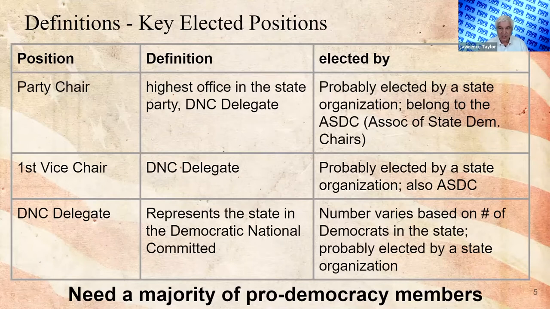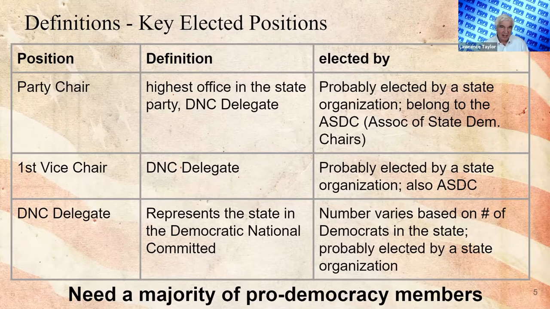The first vice chair has to be of the opposite gender or possibly non-binary. And they're also a DNC delegate, and they are also probably elected by the state organization, whether it is called the Central Committee or the Executive Committee. You'll have to read your state bylaws to see how that is specifically done in your state.